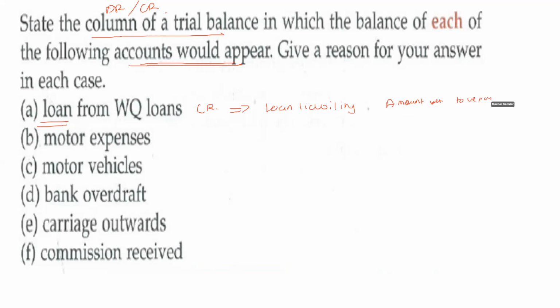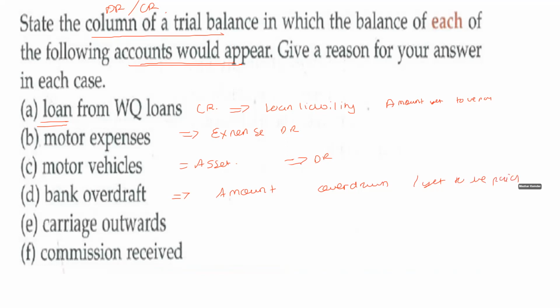Motor expenses is an expense for the business. Expenses are always debit. Motor vehicle is an asset, things that you own. It has a debit balance. Bank overdraft is an amount overdrawn, yet to be paid. What is it? Credit. Carriage outward expense would go in the debit column. And commission received, it is an income, would go in the credit column. Okay?